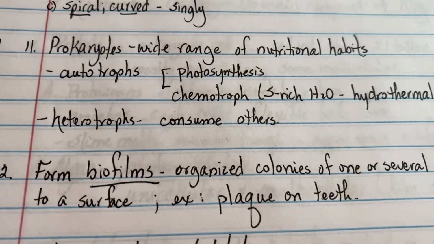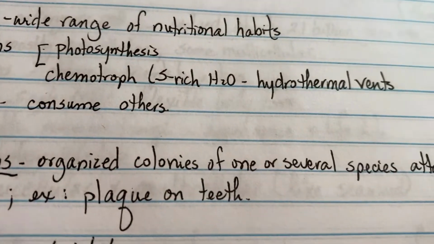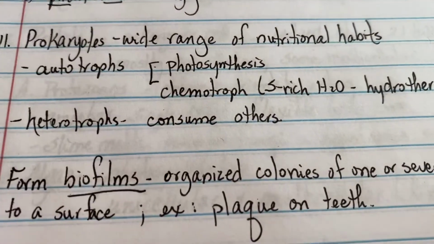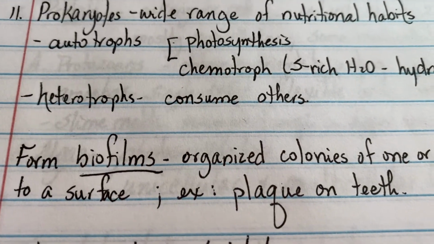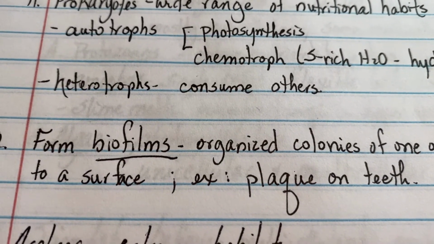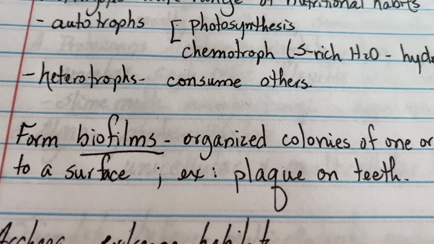Many prokaryotes form biofilms. These are organized colonies of one or several species that are attached to a surface and maybe even connected to one another. And they can really survive very well. A great example is the plaque that we see on our teeth.